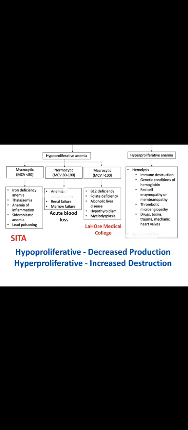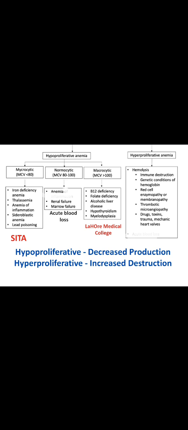So mainly it is divided into the hypoproliferative and hyperproliferative. So hypo means less proliferation, decreased production of RBCs, and hyperproliferative is increased destruction of RBC. So in detail, hypoproliferative anemia is a type of anemia caused by the bone marrow's failure to produce enough RBCs, while hyperproliferative anemia is a type of anemia where the bone marrow is actively producing RBCs at an increased rate due to the significant RBC loss or destruction due to the hemolysis. It is the body struggling to keep up with the loss of RBCs.